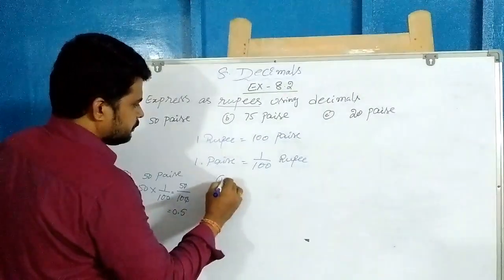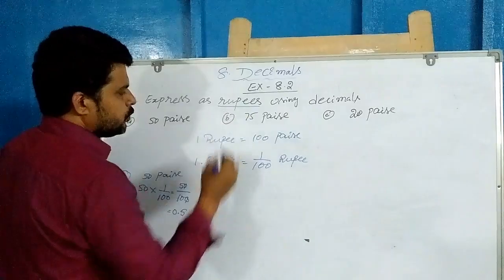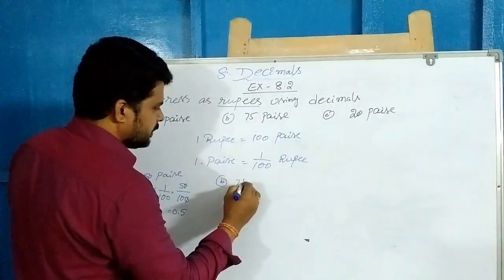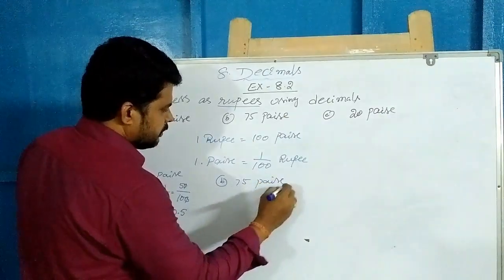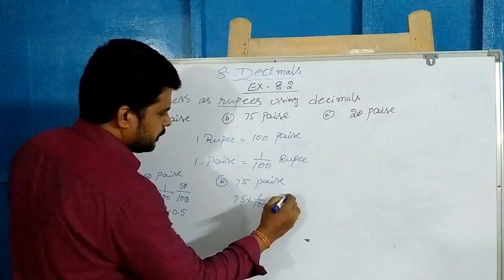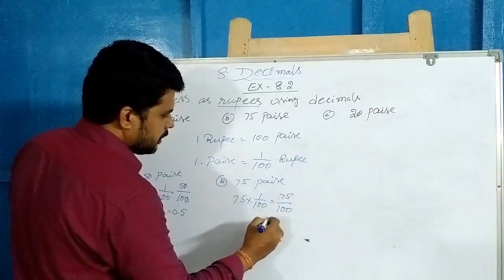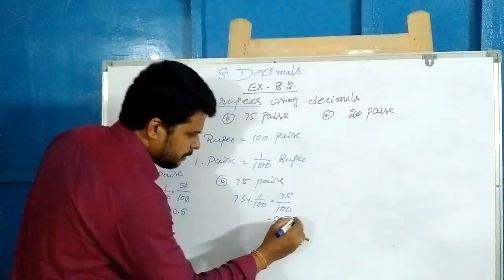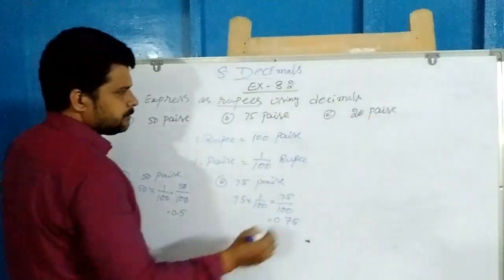Next, B sum: 75 paisa converted into rupees. So 1 paisa is equal to 1 by 100 rupee. Then 75 paisa means 75 into 1 by 100. That means 75 by 100, which converted into decimal is 0.75.